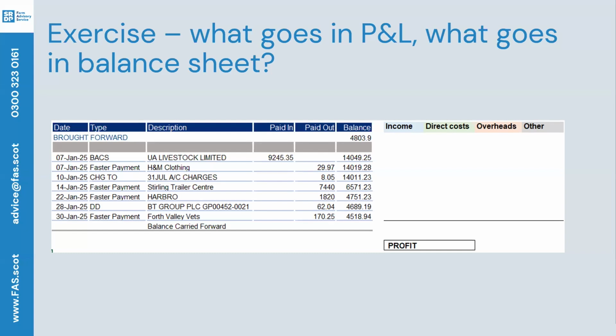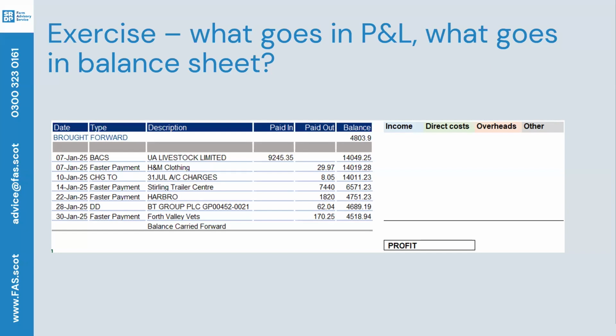H&M clothing, what could that be? Most people have said other. That's what I've gone with. I've assumed that that's a personal expenditure. It might be the case that you've gone to H&M and you bought some work clothes, in which case that could be considered an overhead. That might be the case. But more than likely in this case, it's likely to be a personal expense. So that goes in the other category. It's not going to show up in our profit and loss.